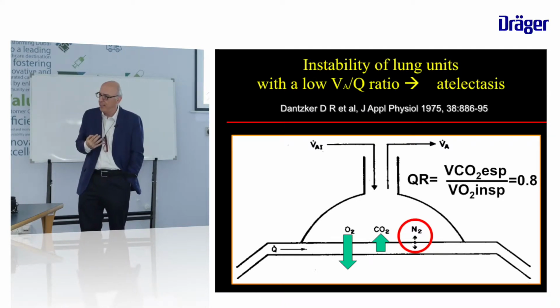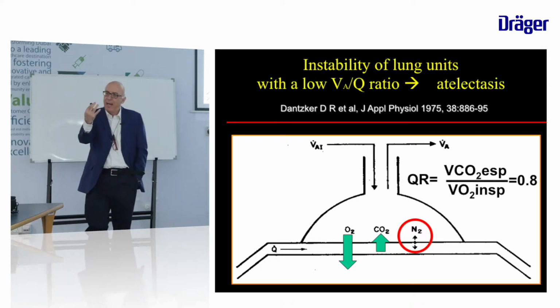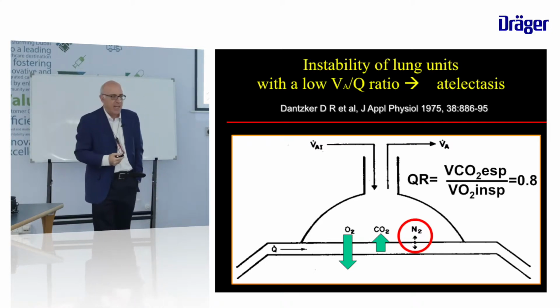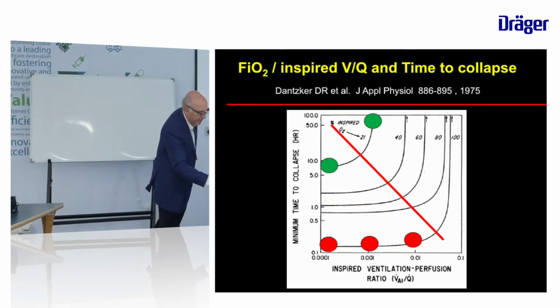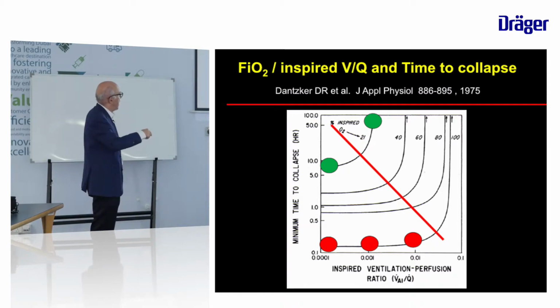stabilizer of the alveoli. So what happens if we increase the FiO2? We wash out the N2, so at the end we have a higher absorption of gas than the amount of gas reaching the alveoli, and so you have a collapse. And this is what happens in red. This is the minute time to collapse, and this is the inspired ventilation perfusion ratio. So here is very low, this is higher. And you see here that if you use 100% oxygen, you have an increased washout of N2.